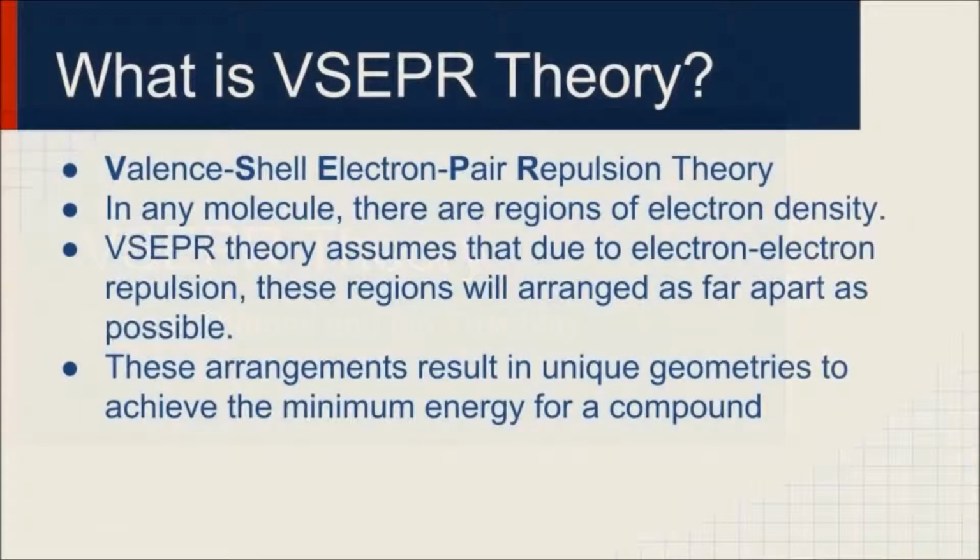What is VSEPR theory? Well, VSEPR theory stands for valence shell electron pair repulsion theory. It takes into account that in any molecule there are regions of electron density. VSEPR theory assumes that due to electron-electron repulsion, because of the like negative charges, these regions will be arranged as far apart as possible, and these arrangements will result in unique geometries to achieve the minimum energy for a compound.